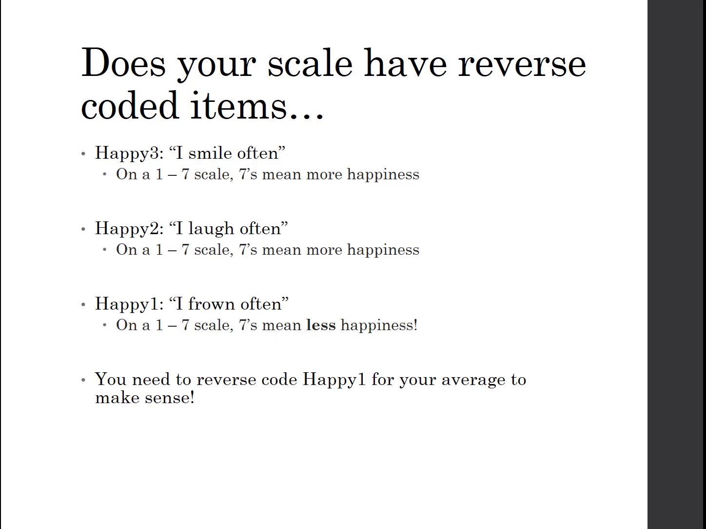So I need to reverse code happy 1 before I take my average in order for this scale to make sense. To do this on a 7-point scale, I need to turn 7s into 1s and vice versa, 6s into 2s and vice versa, 5s into 3s and vice versa. One quick way to do that is to subtract the raw score from the highest value in your scale plus 1. So on a 7-point scale, the highest value is a 7. One higher than that highest point 7 is 8. So I can subtract each individual score from 8, and that will give me my reverse coding. So on a 5-point scale, you subtract the raw score from 6, and so on.